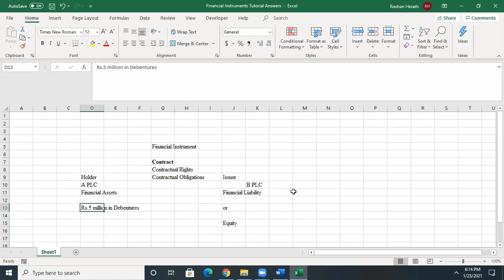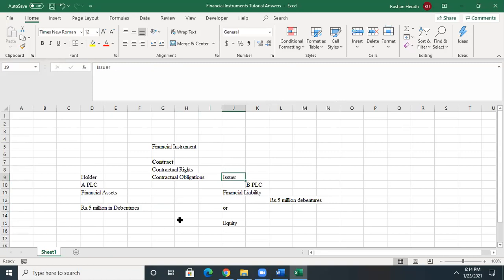From the issuer's point of view, what is that? So it's rupees 5 million debentures. Then what is that? So it's going to be necessarily a financial liability. So if you take this particular debenture transaction, we can see it gives rise to a financial asset to the holder, while it gives rise to a financial liability to the issuer.